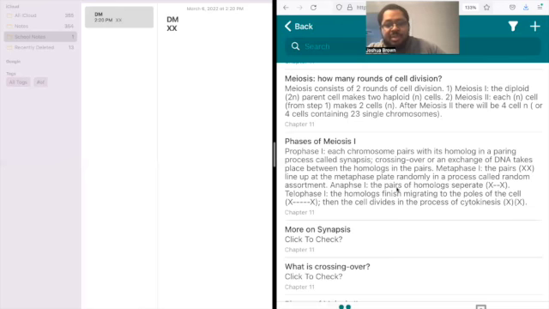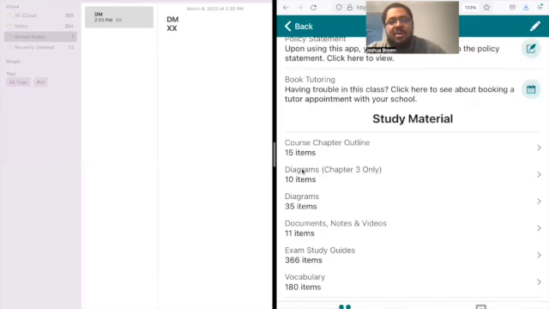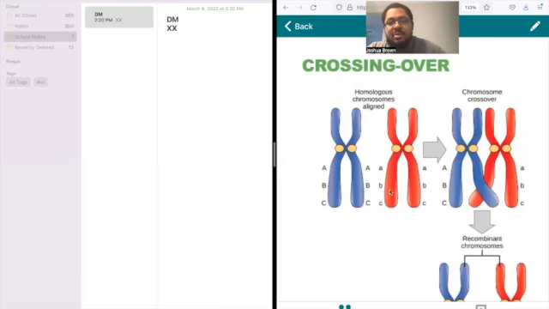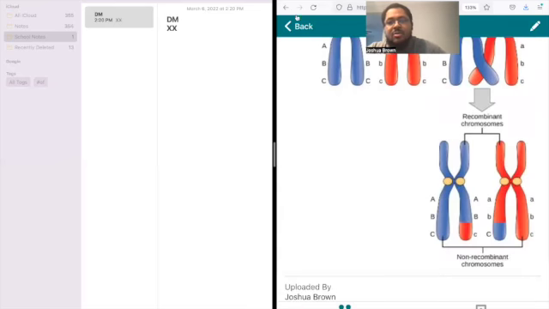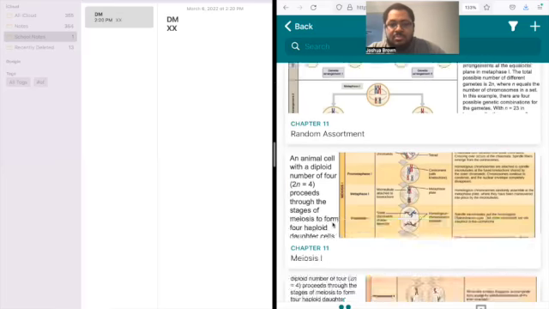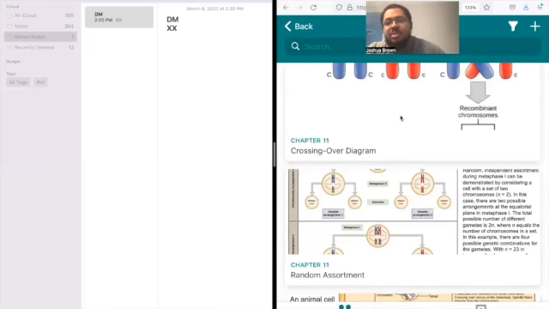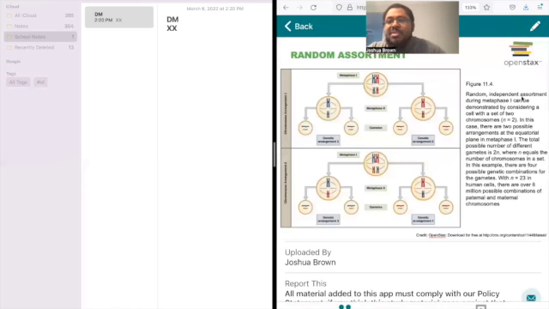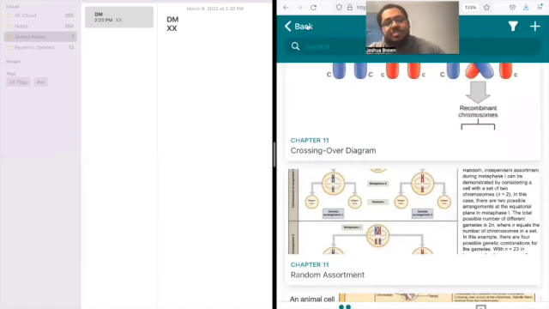I believe she called it something like random orderness. I can't remember. Let's see if I see it on the diagram, if they have what it was called. I do not have what it was. Yeah, here. Random independent assortment. Random independent assortment. That's what it's called.